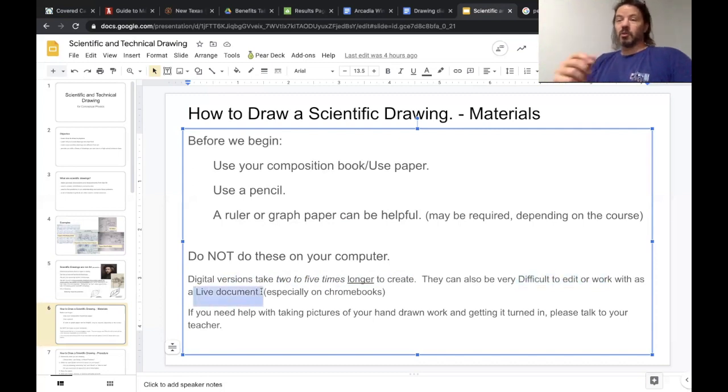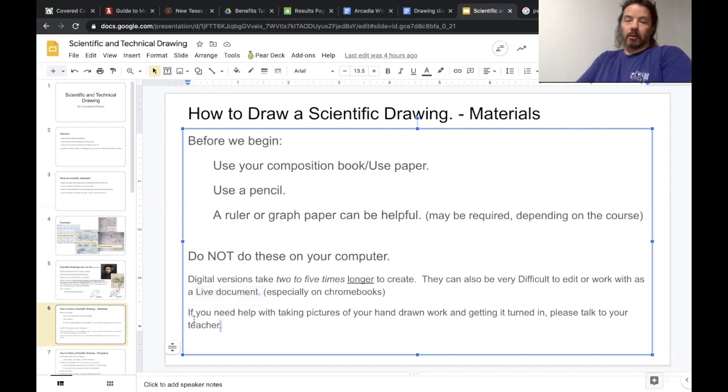They can also be very difficult to edit and to work with as a live document. Many times we're going to be using our diagrams while we're working a lab or solving a problem, and a digital version is very difficult to work with. And it's 10 times worse if you're working from a Chromebook. So do these on paper.